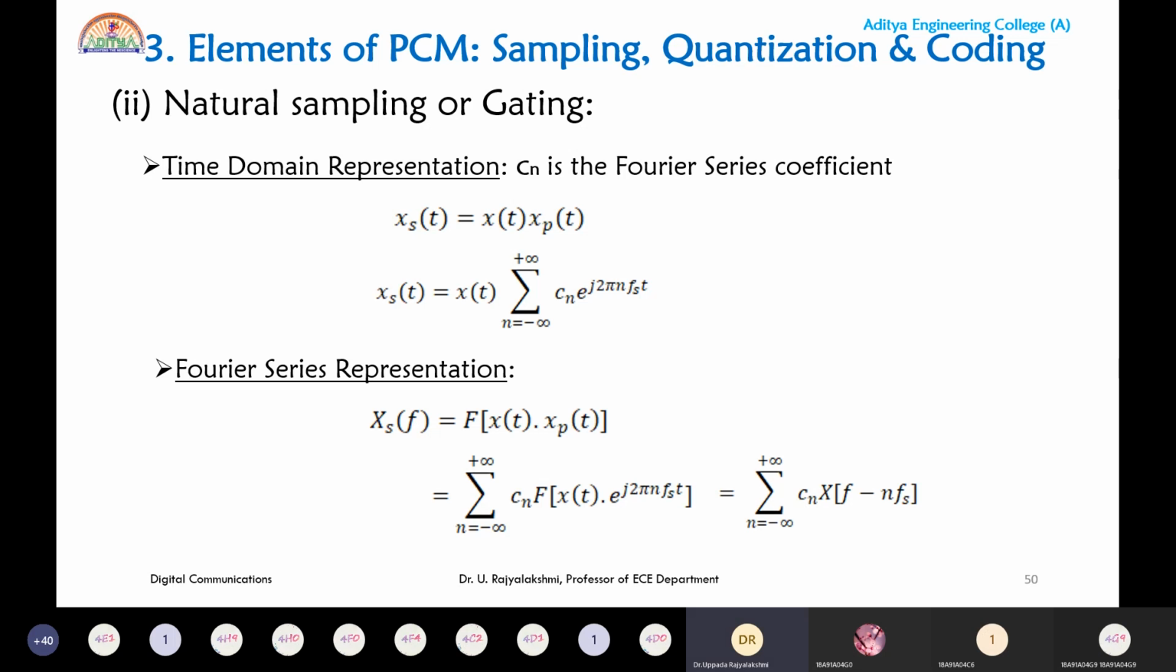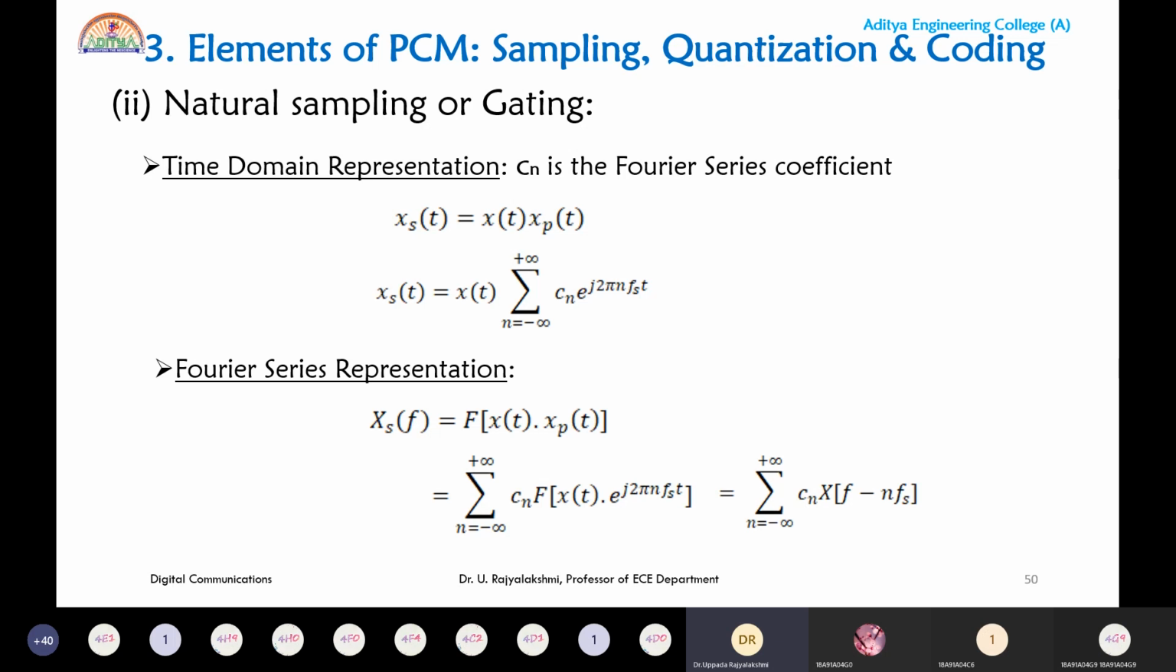So what is the time domain description of the natural sampled result? Multiply x of t with xp of t. What is the time domain description of the ideal sample? x of t into a series of impulses, delta of t. Okay. And next, this is about the Fourier series representation.